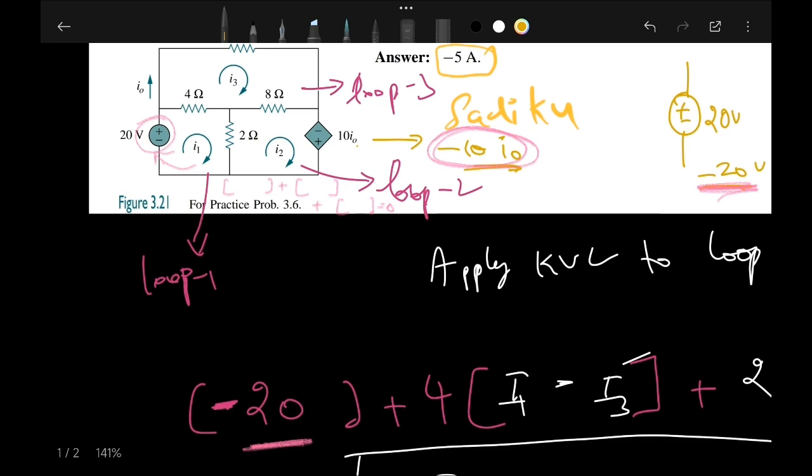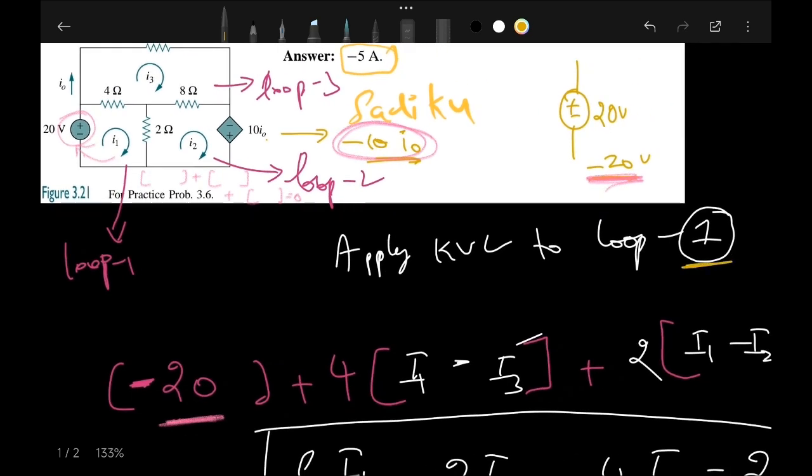Why only I1 minus I3? Why can't it be I3 minus I1? Since I am applying KVL to loop 1, I will assume that the loop 1 current is higher than any other current in the given circuit. That's why I1 minus I3.